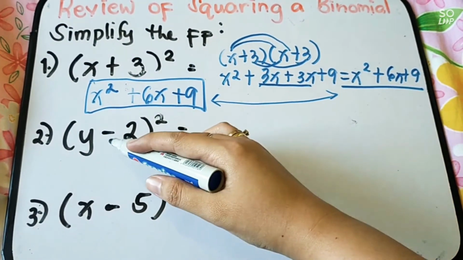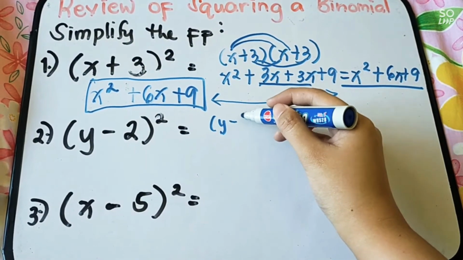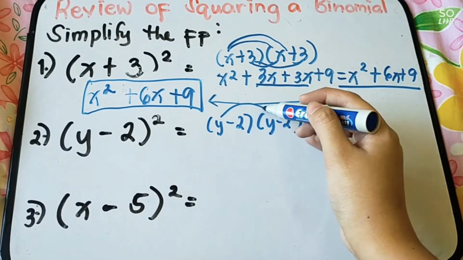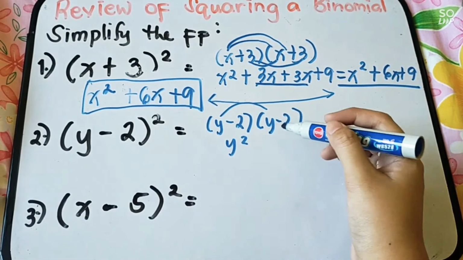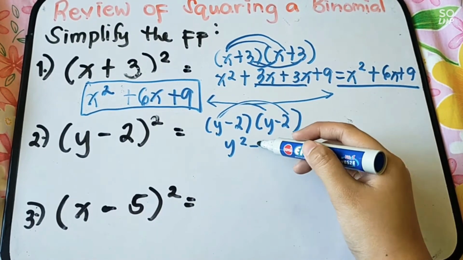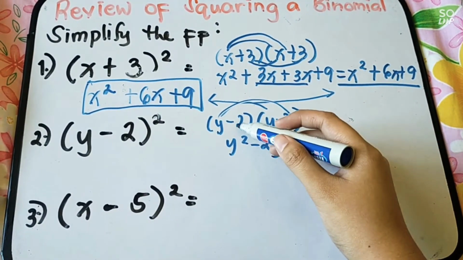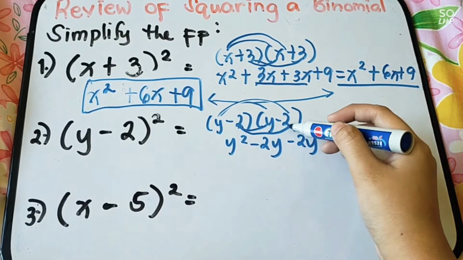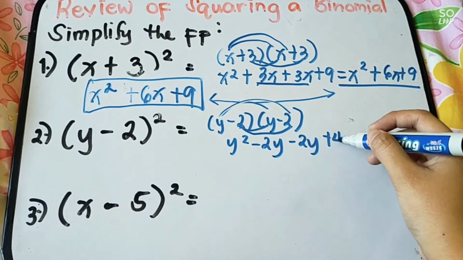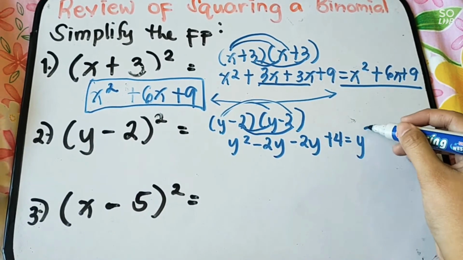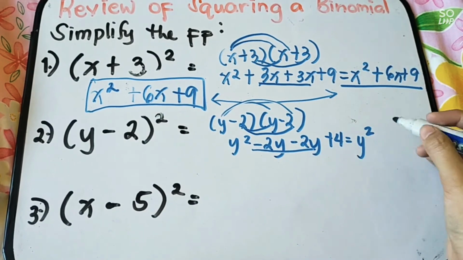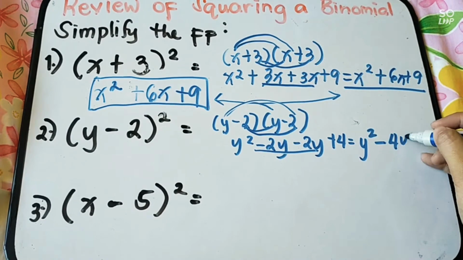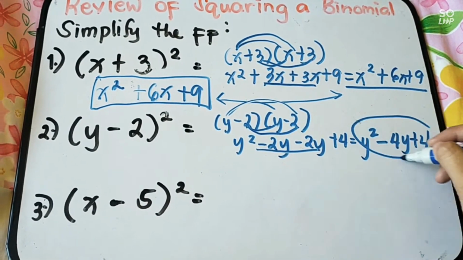We have here, eto meaning niyan, y minus 2 times y minus 2. Ito yung mahabang way. Square mo yung y times y, the answer is y squared. Y times negative 2, the answer is negative 2y. Negative 2 times y, the answer is another negative 2y. Negative 2 times negative 2, the answer is positive 4. So, it is equal to y squared. So, since same sign yan, add mo lang din. Negative 2 plus negative 2, the answer is negative 4y. Then, plus 4. So, ito yun sagot.